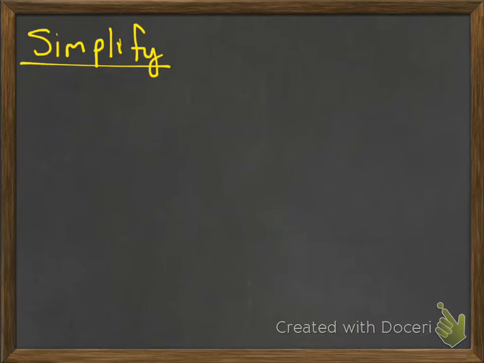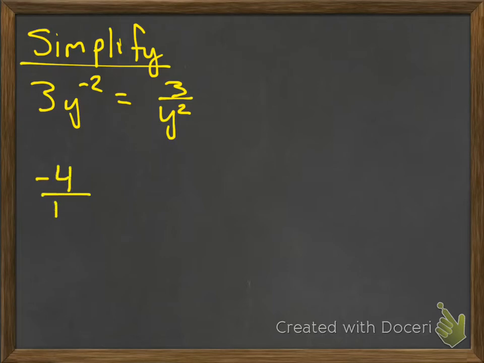Alright, let's see some problems that you could see on the end of course exam. At least these are very basic. 3y to the negative 2 would be 3 over y squared. Then k to the negative 4, and I'm going to move that to the top and it becomes 4k to the 4th.